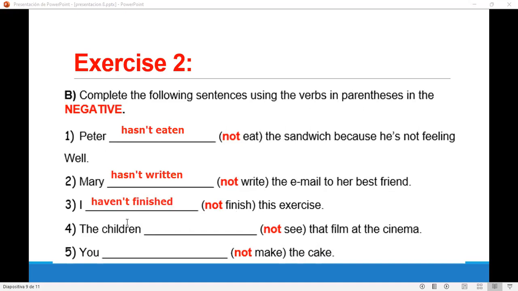Very good. Next one, it says, "The children not see that film at the cinema." The children haven't seen. Very good. Great. And the last one, "You not make the cake." Hasn't made. No, it is not hasn't. Haven't. Very good. You haven't made. Remember, made. You haven't made the cake. Great.